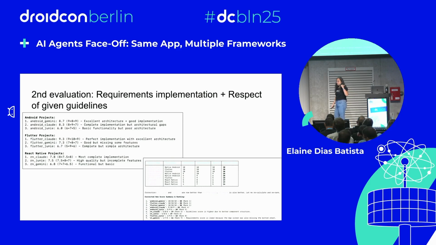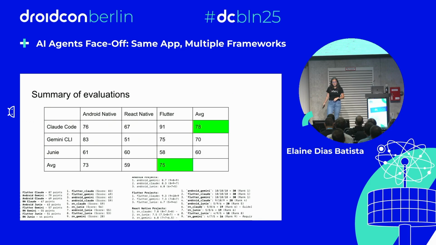So this was the first evaluation, only technical, code architecture, and so on. And the second one, how well did those projects respect the requirements I gave them and the guidelines I gave them? So basically, for those projects, I gave those guidelines. Here are the requirements for version 1, version 2, version 3, version 4. How well did those projects respect them? Here are the results.